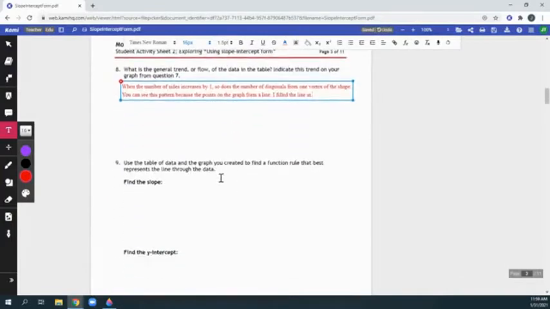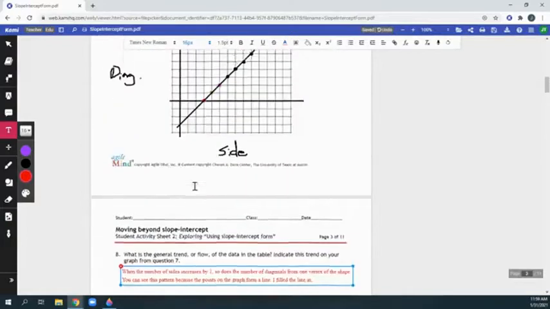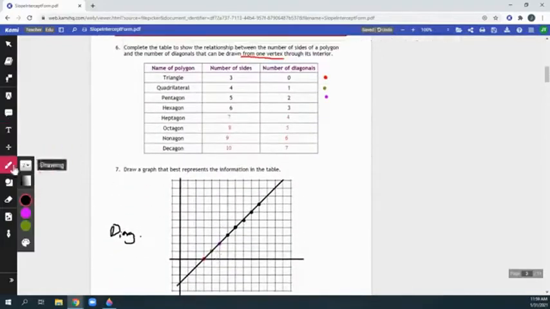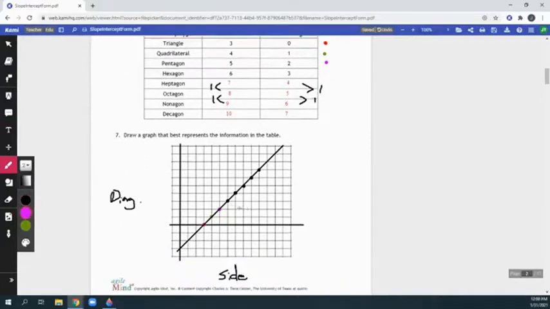Okay. Now we're going to find the slope. Well, there are two ways we can find the slope. We can find it by looking at this. This goes up by one. That goes up by one. This goes up by one. That goes up by one. One, one, one, one. Or I can go down here and I can say this goes up by one, that goes up by one. Or this goes up by four, that goes up by four. So we're going to take the change in y.